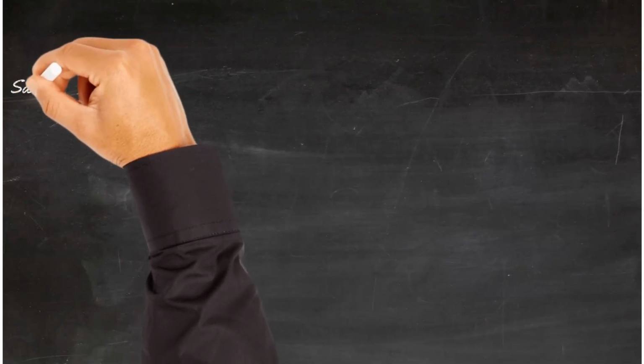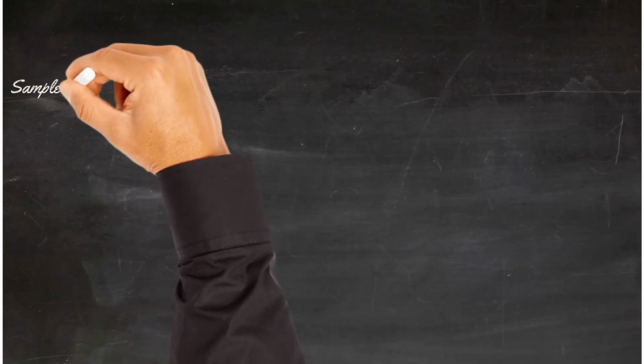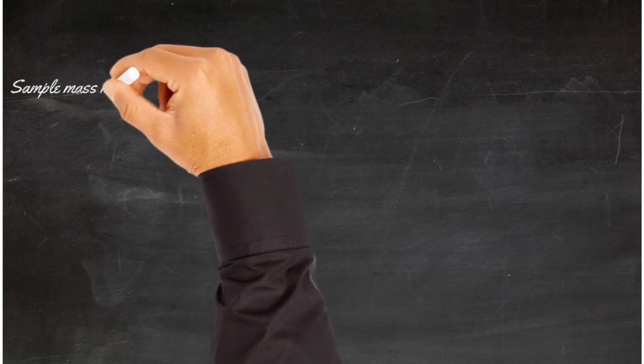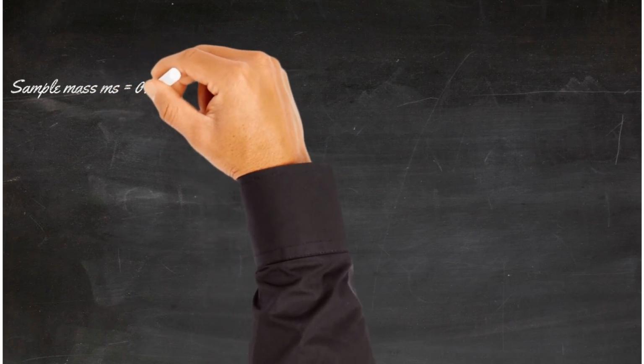Let's do a complete worked example using the method of mixtures. Suppose we have a sample of a biological material. The sample mass is 1/10 of a kilogram, and the sample is initially at 70 degrees Celsius.